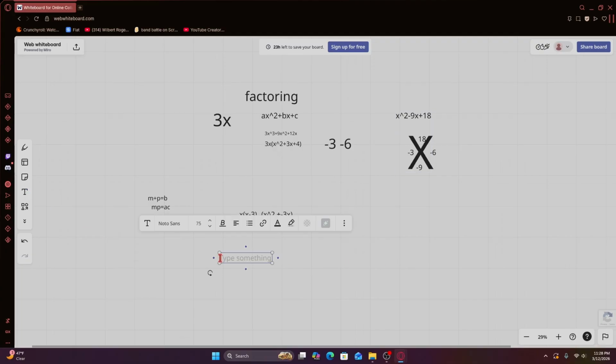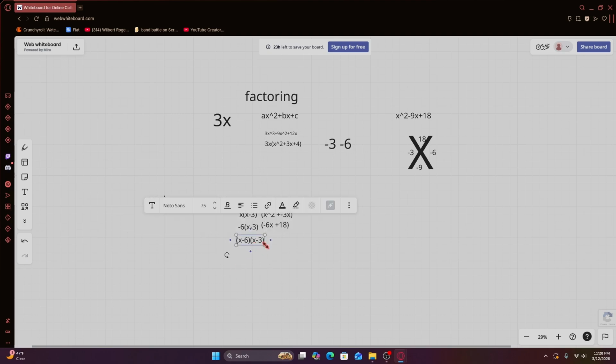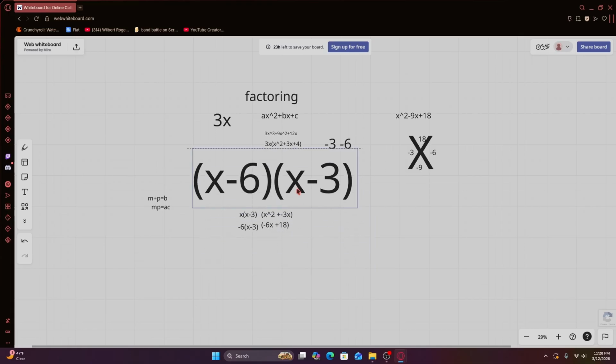So x minus 6, our first two terms can be combined. Not terms, our first two factors can be combined, and then our common factor between those two, x minus 3, we're multiplying those two to get the original binomial which that number came from, being x minus 6, x minus 3.